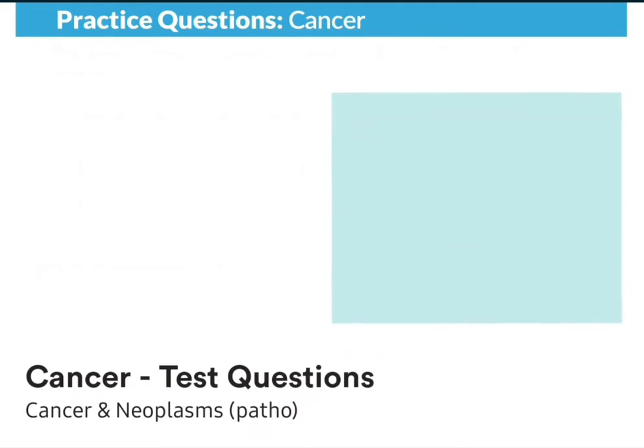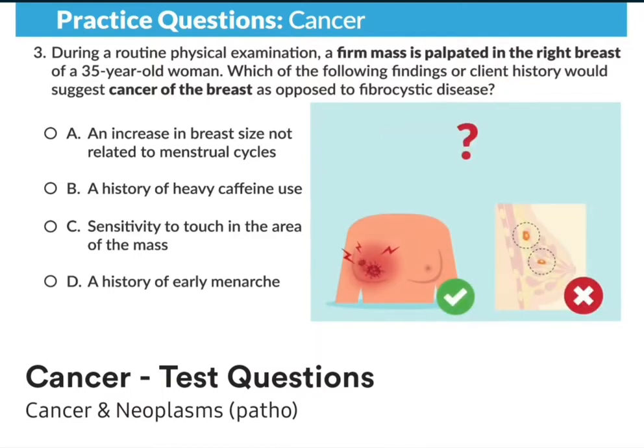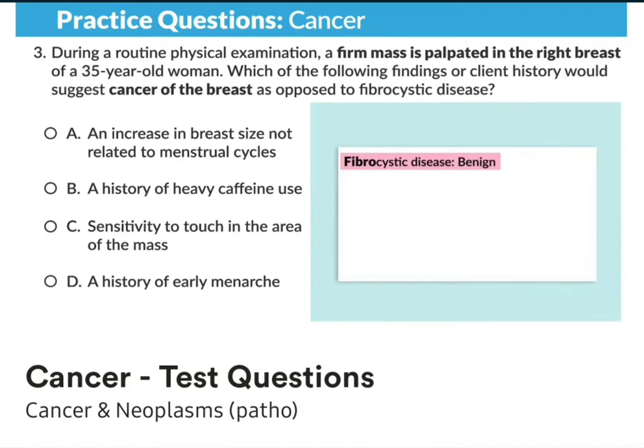Lastly, question number 3. During a routine physical examination, a firm mass is palpated on the right breast of a 35-year-old woman. Which of the following findings or client history would suggest cancer of the breast as opposed to fibrocystic disease? So before looking at the options, remember the test tips here. Fibrocystic disease is benign. Nodules are soft and mobile, and breast changes in size during menstrual cycles.